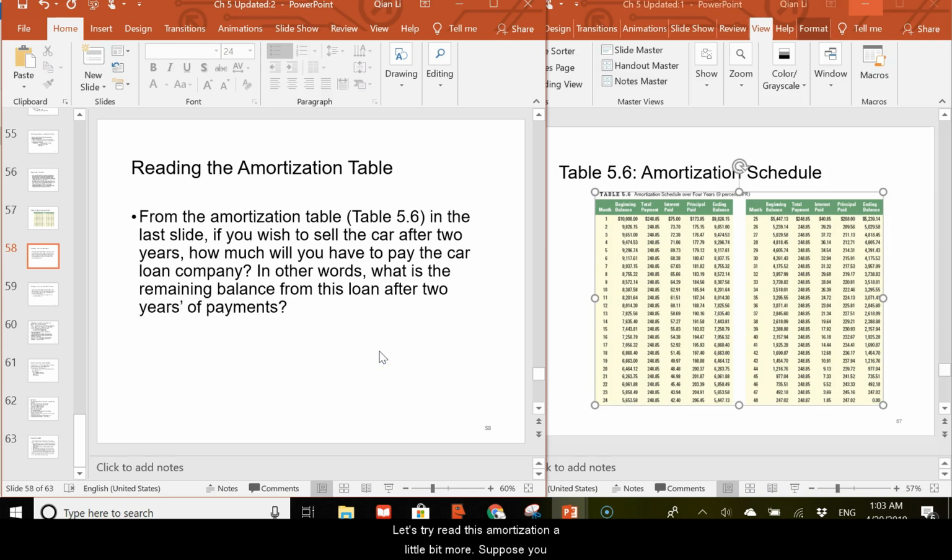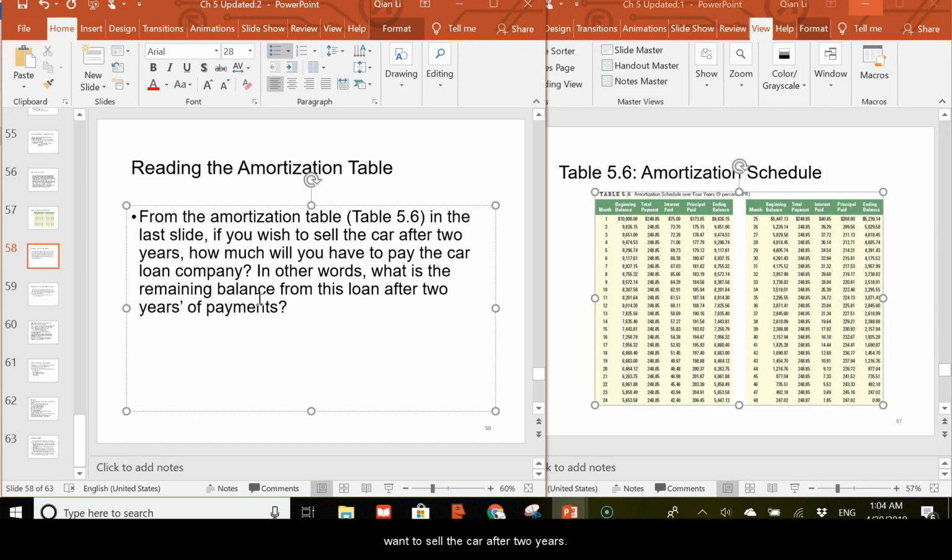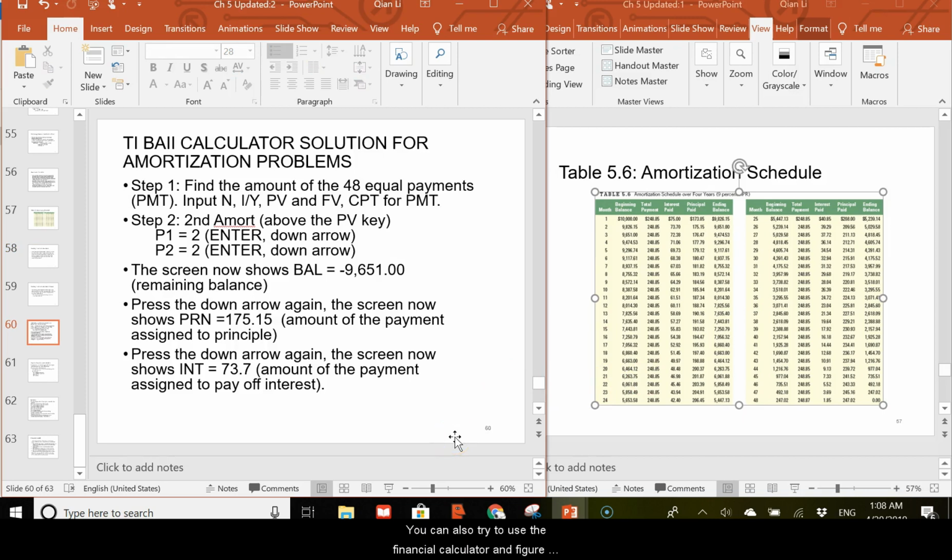Let's try to read this amortization table a little bit more. Suppose you want to sell the car after 2 years. What you need to do is write one check to pay off all the remaining balance back to the car loan company. So you need to know how much the remaining balance is after 2 years. The remaining balance after 2 years, or 24 payments, is here, $5,447.